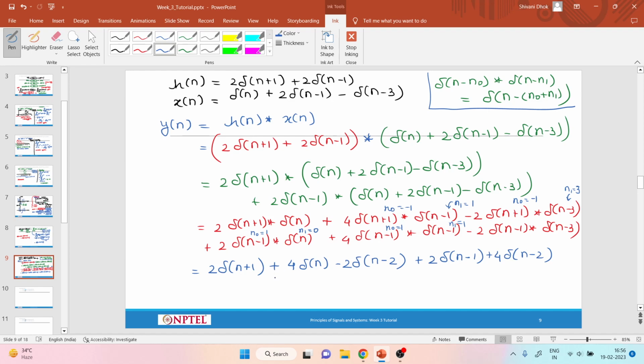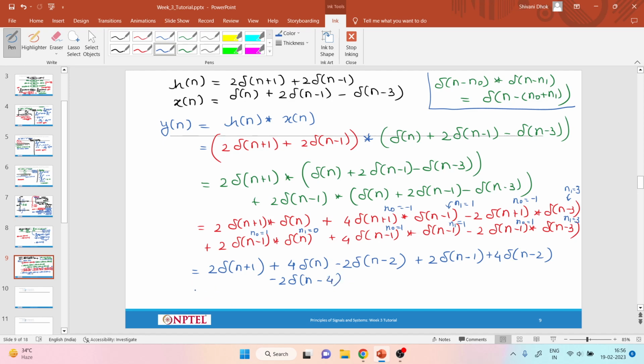And the last factor which I am having here is 2 times delta of n minus, here my n naught is equal to 1 and my n1 is equal to 3. So 3 plus 1 is 4 and therefore I'll be getting this factor here.